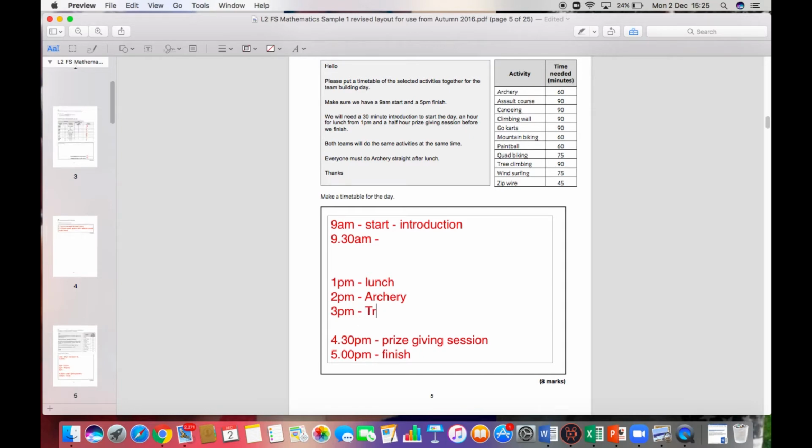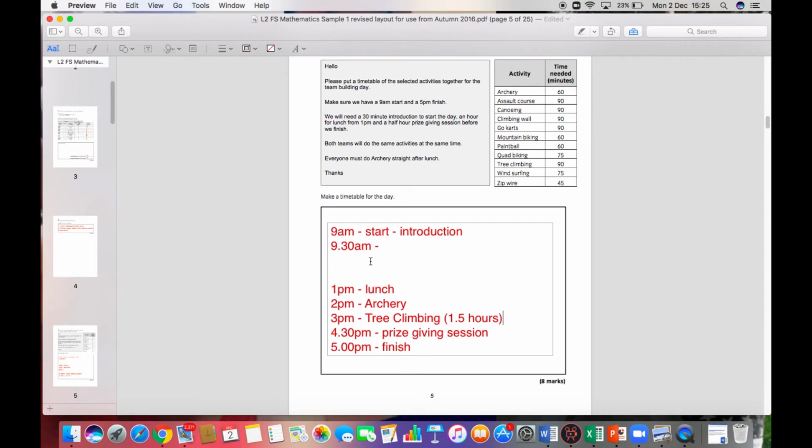So we could do something like tree climbing. Okay, tree climbing is 90 minutes. Let's put in 1.5 hours. You don't have to do this. I just like to write it in just in case. So I know that then that takes us up to 4:30.